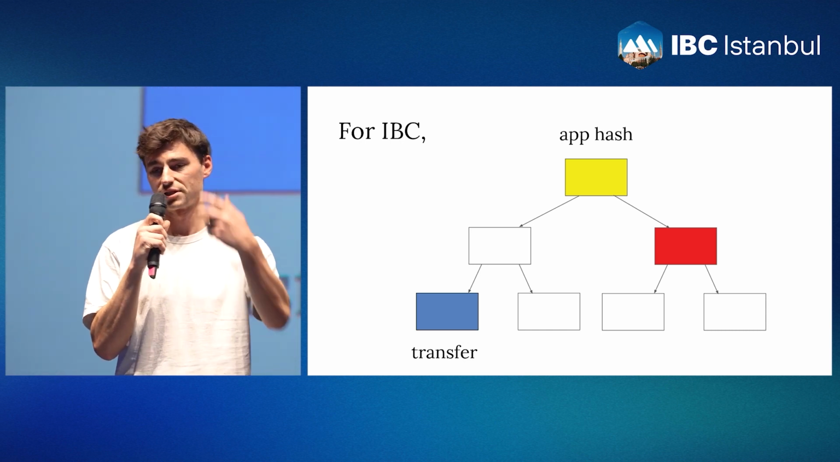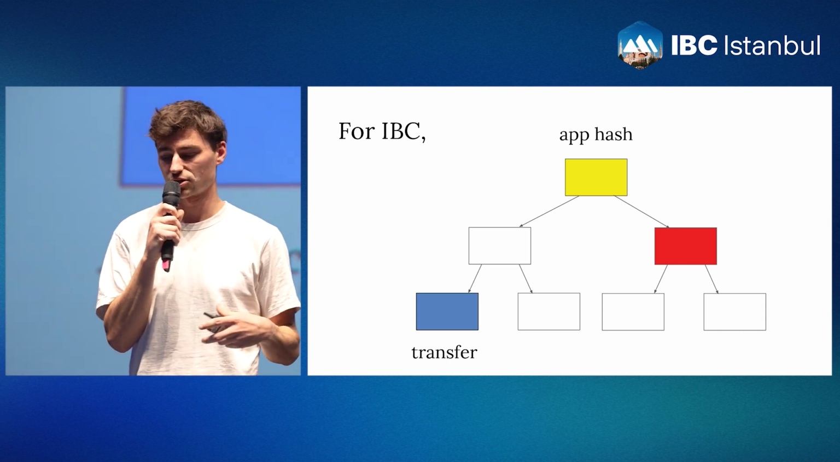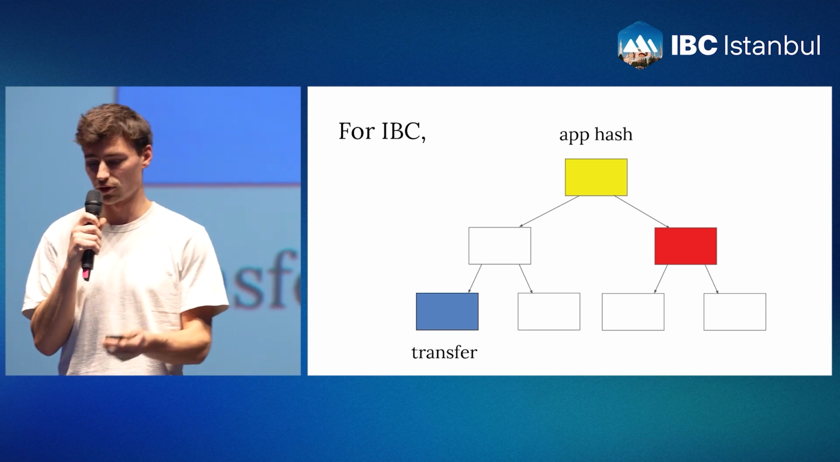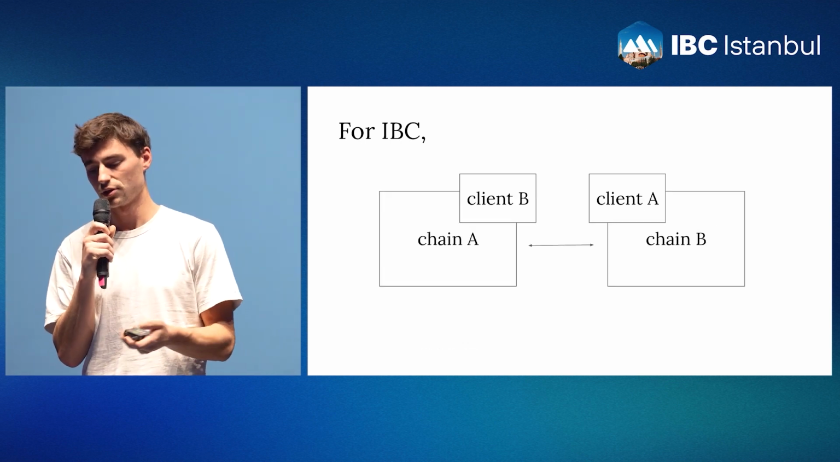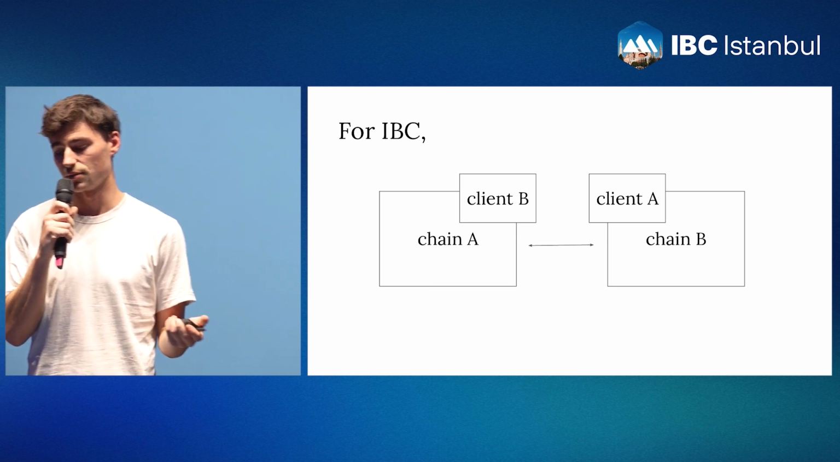So once we can prove the state of another chain and we know that they have received this, then we can actually perform our state execution functions on the local chain. So it's very important to know this. And the way that we do this, as Aditya covered, is through this client abstraction in IBC.